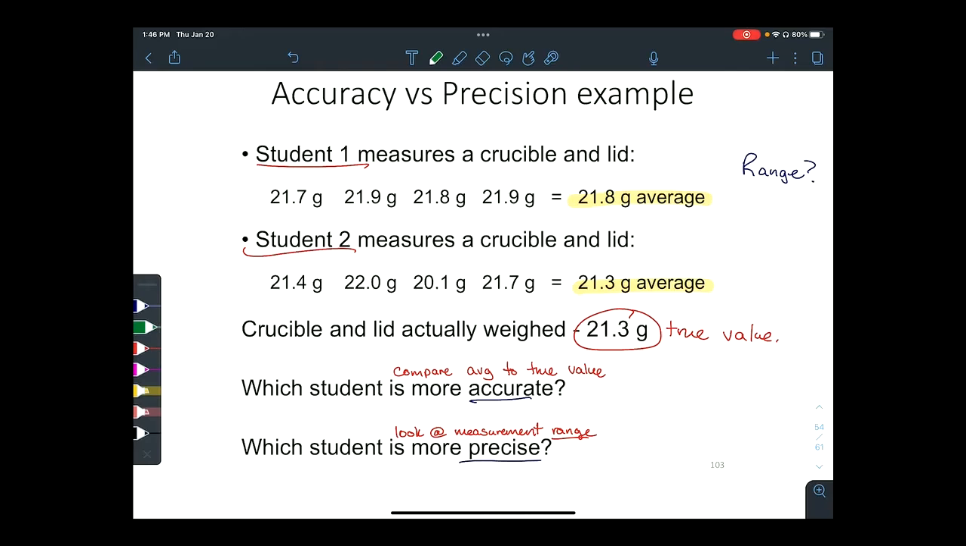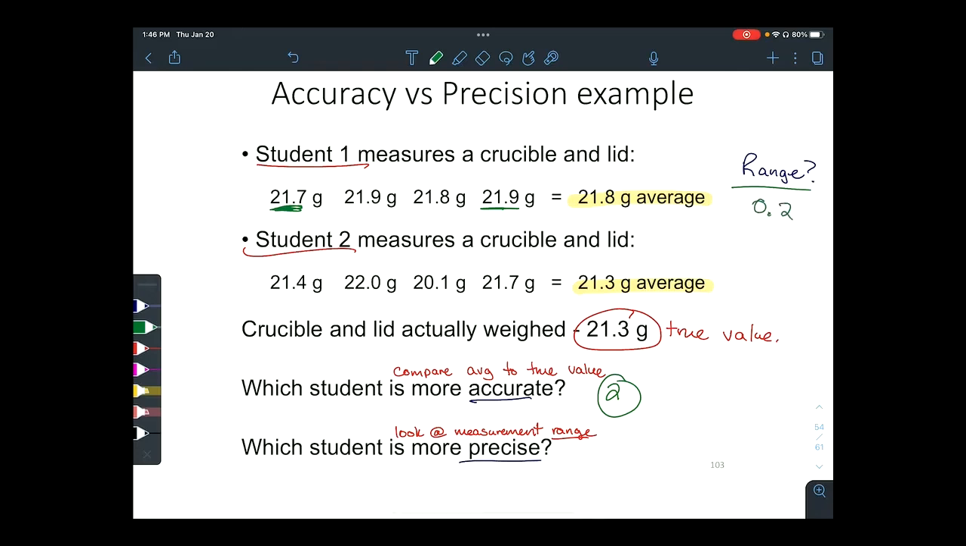Again, for accuracy, you take the average and compare it to the true value. Which student is more accurate, 1 or 2? Student 2, because their average is closer. But then which one is more precise? What we want to do is look at the range of the measurements. I didn't give you that, so we actually have to inspect them. Look at the low value and look at the high value. It looks like 21.7, 21.9, that's the high.